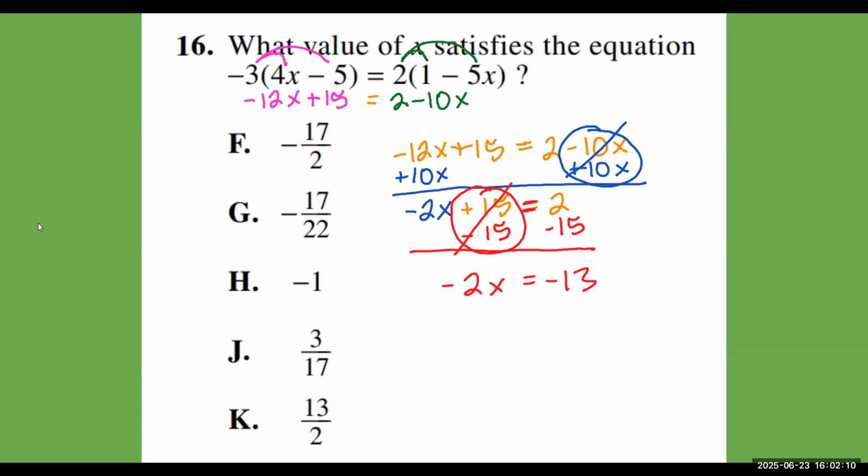All right, the very last step we are going to do is undo the multiplication that's happening right here using division. When we are undoing division, we're trying to make this a 1. And a number over itself always equals 1. So negative 2 over negative 2 creates a 1. What I do to the left side, I have to do to the right side. I have x equals a negative divided by a negative creates a positive. So I am left with 13 halves, which is k.